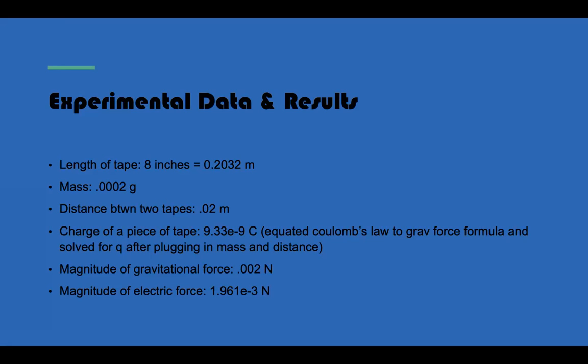And I found this by equating Coulomb's law to the gravitational force formula, which is mg, and solving for q after plugging in the mass and distance. For Coulomb's law, since both pieces of tape had the same charge, it would just be q squared. The magnitude of the gravitational force was 0.002 newtons. The magnitude of the electric force was 1.961 times 10 to the negative 3rd newtons, which I found after plugging in the charge of a piece of tape.